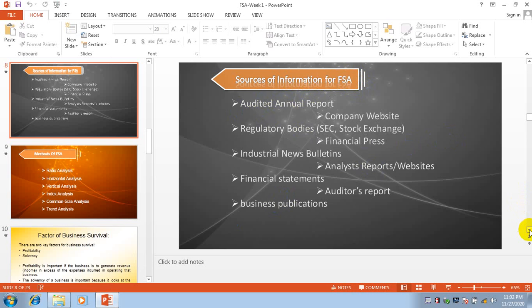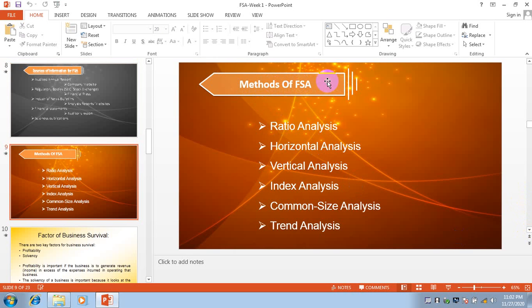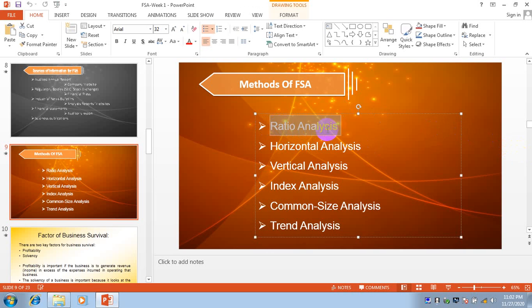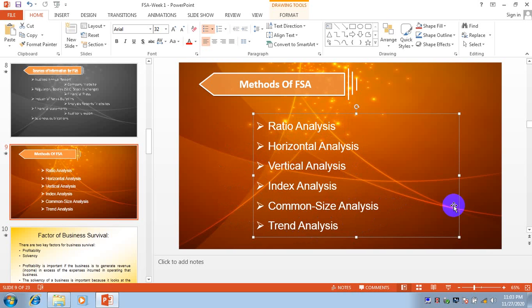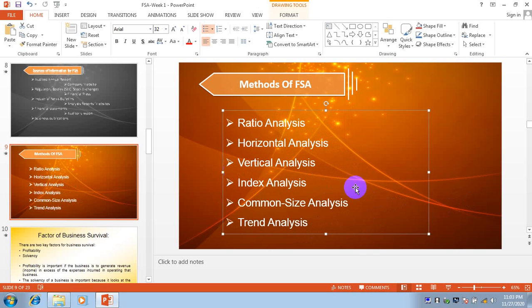So we discussed these methods of financial statement analysis. There are different methods. The first one is ratio analysis. Ratio is dividing one accounting number by another accounting number, getting some information and then analyzing that. Then horizontal analysis, vertical analysis, index analysis, common size analysis, and trend analysis. So these are different methods of financial statement analysis. Later on, we will discuss these one by one.